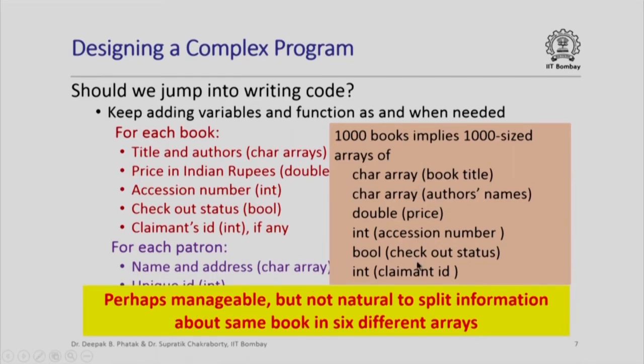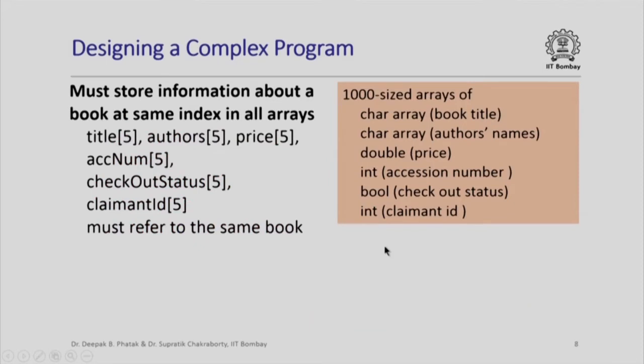I have 6 different arrays, each of size 1000 and each of possibly different data types. But you would certainly agree that it is not natural to split information about the same book in 6 different arrays. And let us see what kind of a situation might arise if I did indeed store information about the same book in 6 different arrays. Now, since the information about the same book is stored in the array title and also in the array price and also in the array accession number, how will I find out whether the book whose title is stored in the array book title at a particular index, how will I find out the price of that book? How will I find out the accession number of that book?